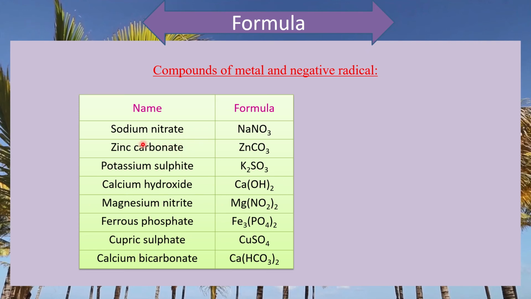Sodium nitrate. This is the compound of sodium and nitrate radical. The valency of sodium is 1 and nitrate is also 1. Sodium nitrate. Zinc carbonate. This is the compound of zinc and carbonate, both valency 2, so no need to write their valency. Zinc carbonate. Potassium sulfite. It is the compound of potassium metal and sulfite radical. Here the valency of sulfite is 2. So its formula will be K2SO3.